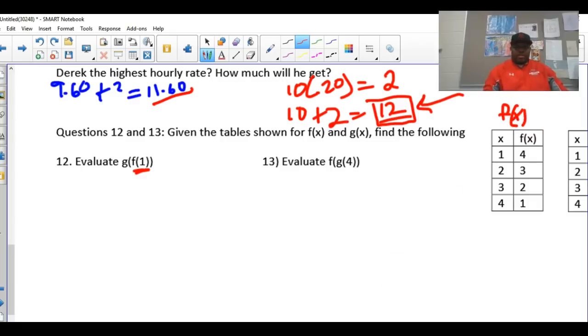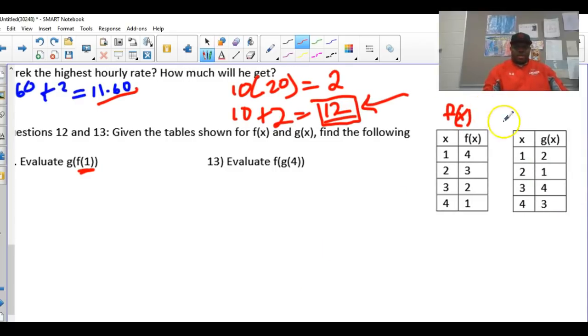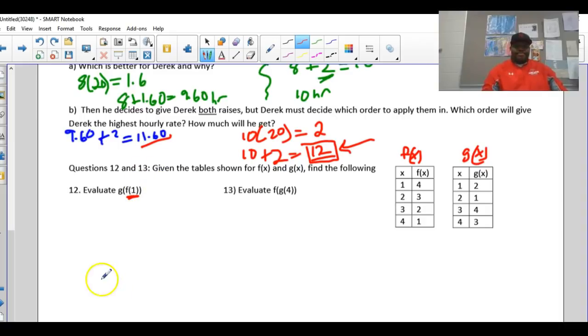Let me clear that up. This is f of x. This is g of x. Okay? I can actually make this smaller because I don't need to write so big. All right? So x is 1 for f of 1. So where x is 1, f of x is 4.